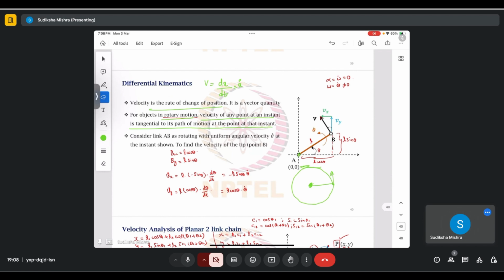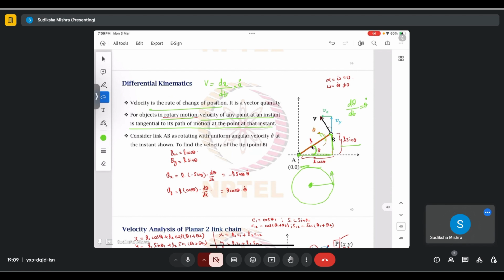Consider a link AB where A is the fixed point, rotating at a uniform angular velocity theta dot, basically d theta by dt, where theta is the angle that AB forms with the horizontal. And we need to find the velocity at the tip, at point B. And we know that this length is L sin theta and this length is L cos theta.